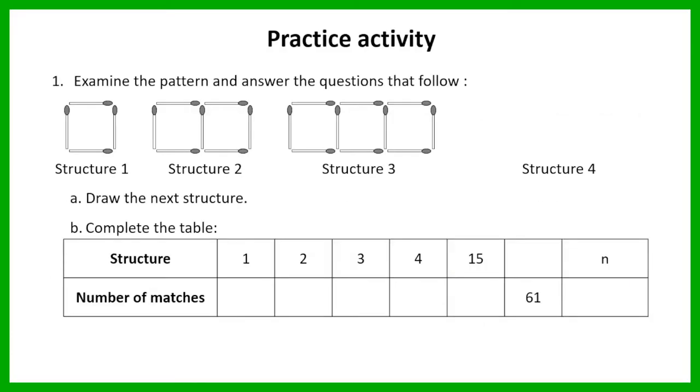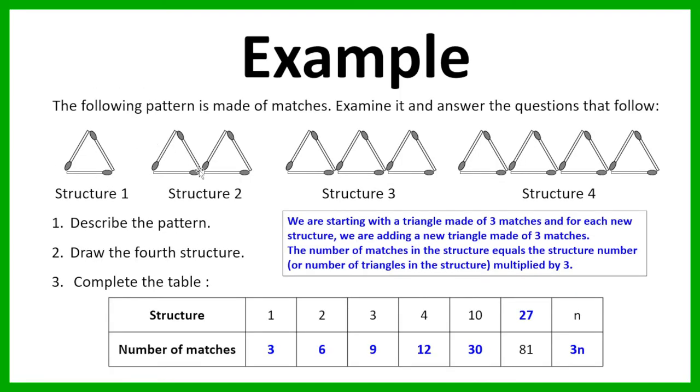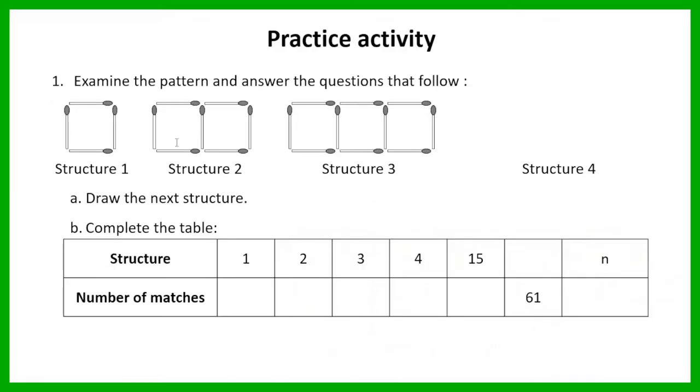So in this example, you have again structures made up of matches. In this case, you've got squares. Structure 1 has one square. Structure 2 has two squares, but this is different to the previous example, because in the previous example they weren't sharing any matches. They were just placed next to each other. Here, the two squares are sharing this match, and so you're going to have to be careful.